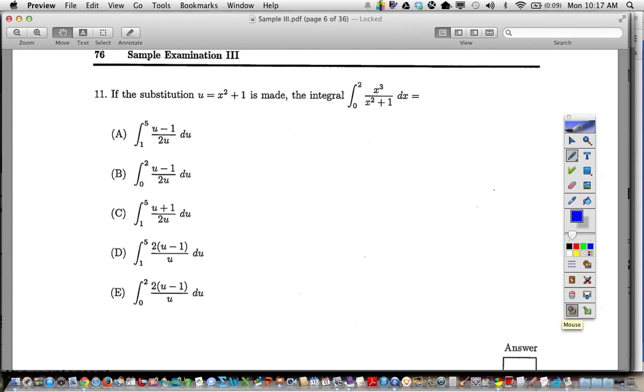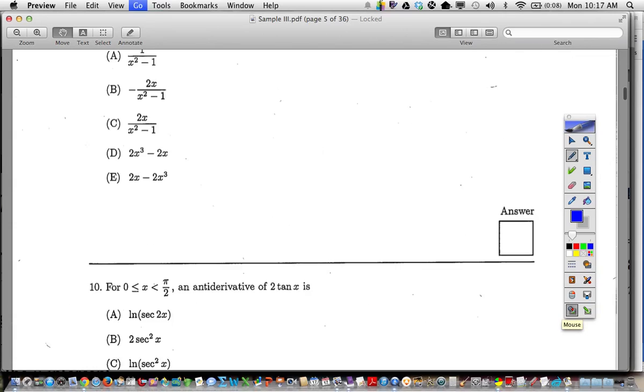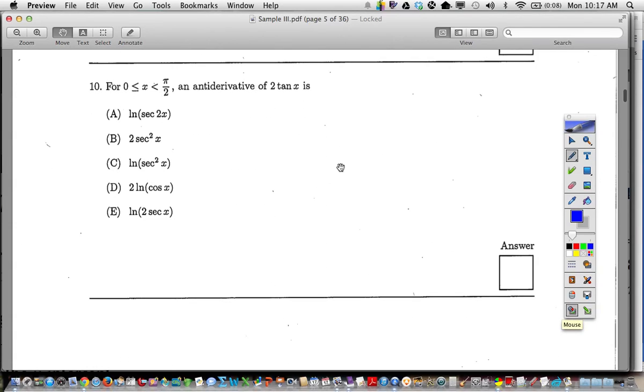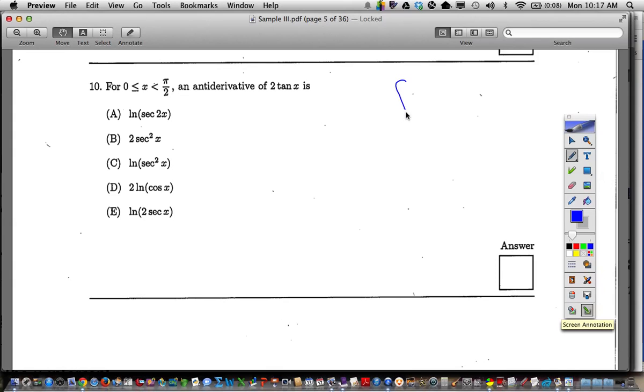10, 11? Both? So 10? Sure. Well, we can talk about both of them real quick, but did we mention this on Thursday? I thought somebody asked about this one.